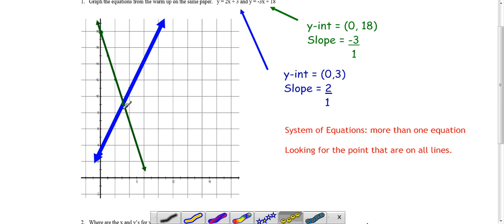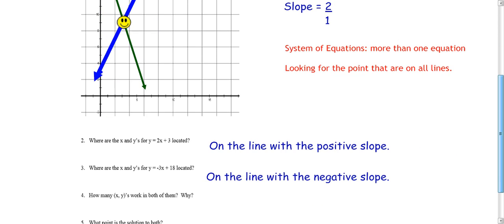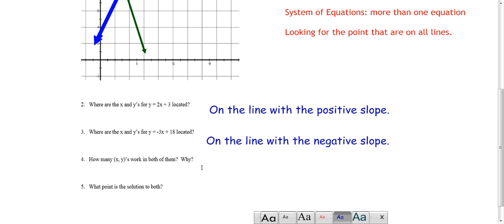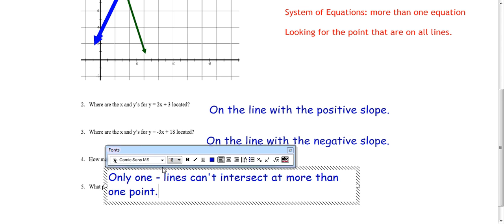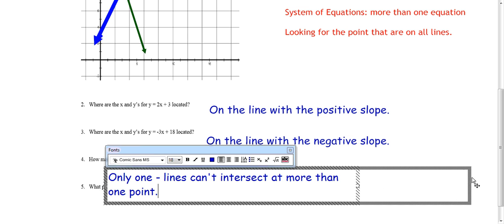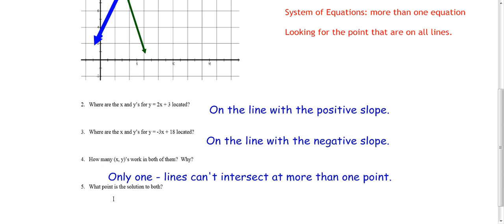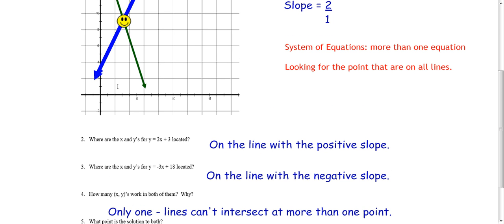And let's go back down. How many x's and y's work for both? Only 1. Lines can't intersect at more than 1 point. And so what point is the solution for both? You can look back up here and say, all right, that's the point 3, 9.